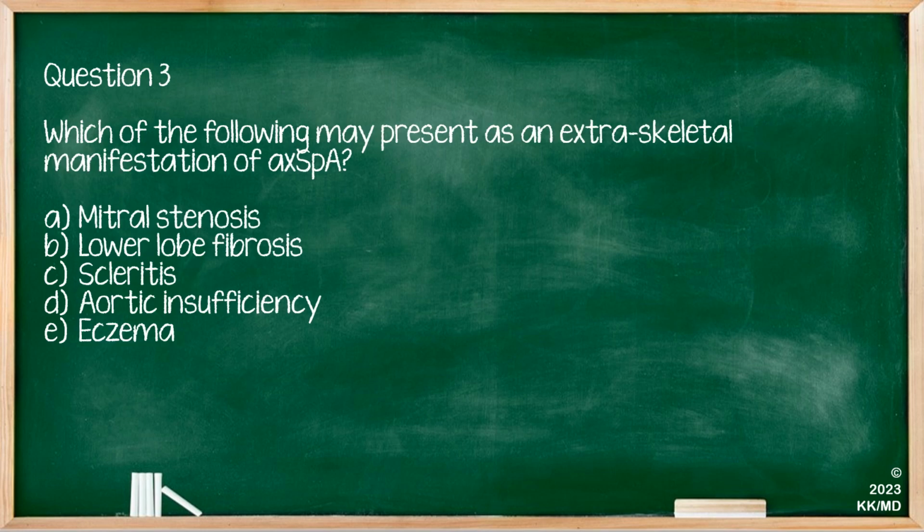And finally, which of the following may present as an extraskeletal manifestation of axSpA? So the options are mitral stenosis, lower lobe fibrosis, scleritis, aortic insufficiency, or eczema. The correct answer here is aortic insufficiency.